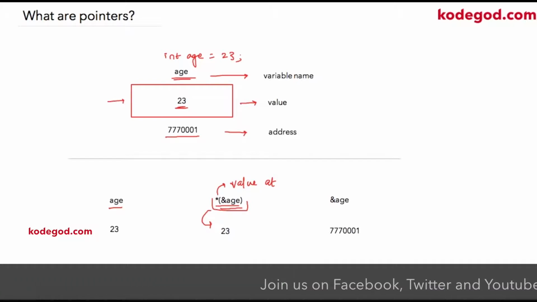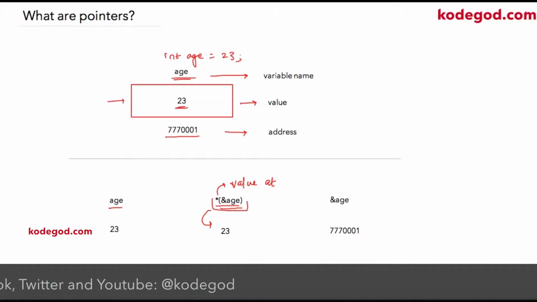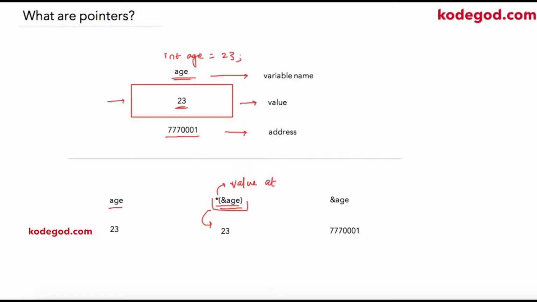Let us see how we derived that value. We are saying value at address of age. So the address of age is this, and the value stored at this address is 23. So star ampersand age will give you 23. When we just simply say ampersand age, it is nothing but the address of age.